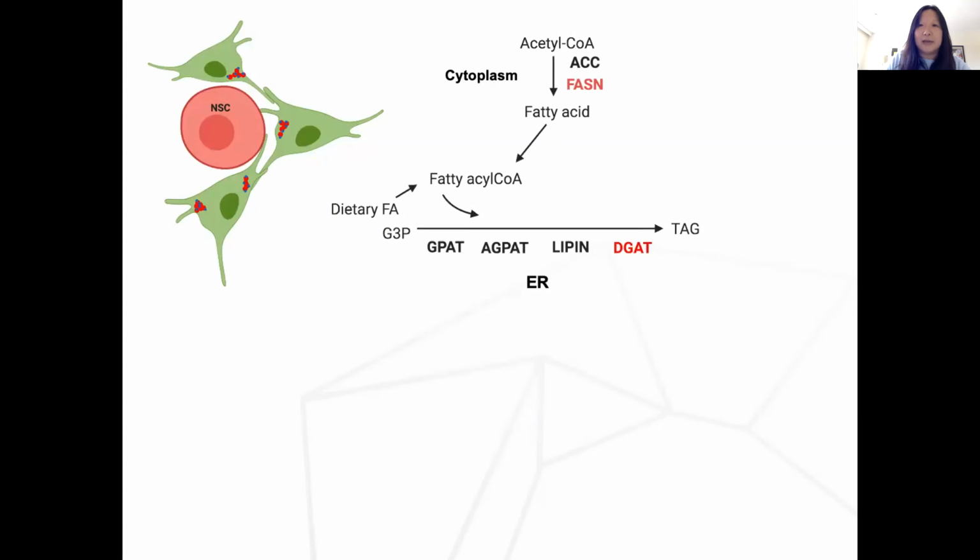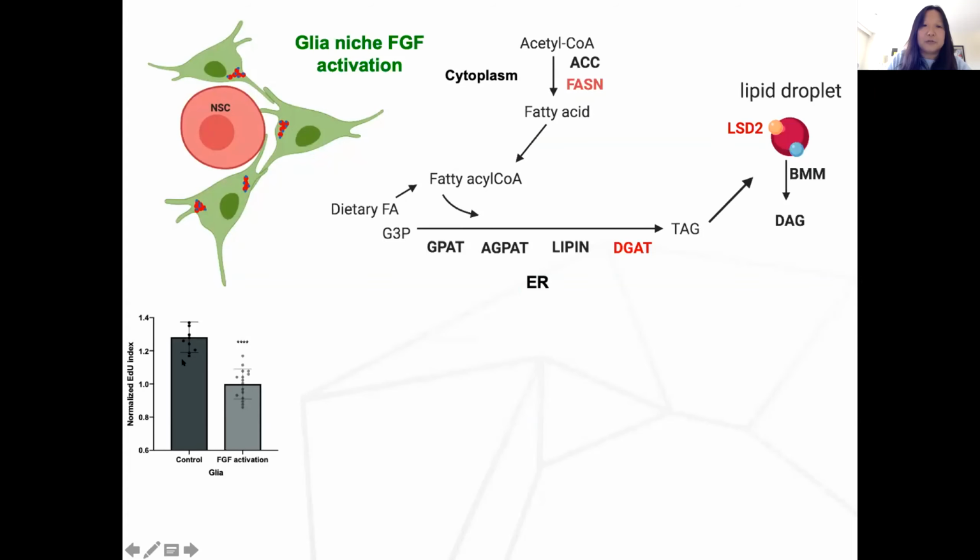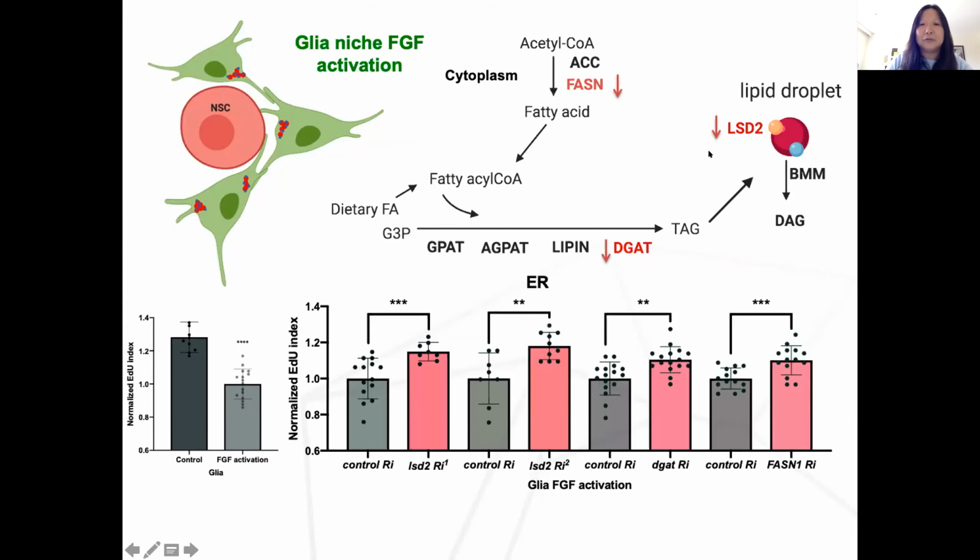So next, Joanna asked whether lipid metabolism also lies downstream of FGF signaling in the glia niche. So now these manipulations are all carried out only in the glia cells. And what she found is that, as we have shown previously, activation of FGF signaling in the glia niche slows down neuroblast proliferation. But if you knock down key enzymes in the lipid metabolism pathway, FASN, DGAT, and LSD2, then you can significantly rescue the effect of FGF activation on neuroblast cell cycle progression.